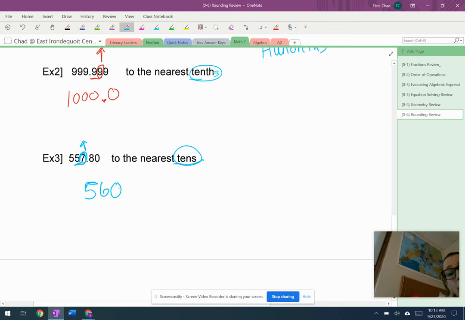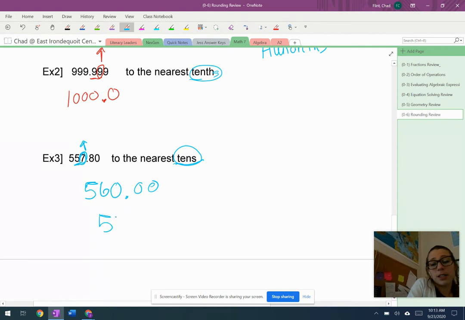Boom. 560. And if you want to put the 0.00, you can. But 560 is fine because it's talking to the nearest tens. So we don't need to have any decimal points.